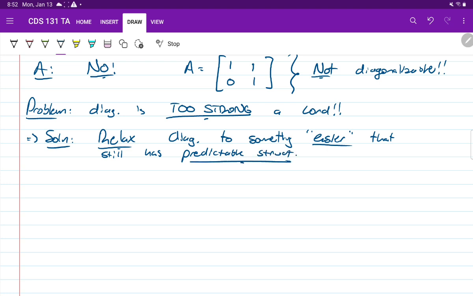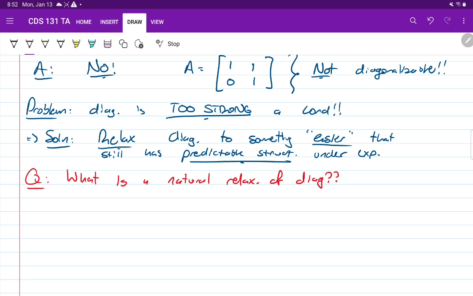Nice structure that we kind of know how to solve for in closed form under exponentiation, right? Either raising something to the power or taking its matrix exponential, okay? So what then would be a natural relaxation of diagonalizability? Well, let's start by talking about what a natural relaxation of just something being a diagonal matrix is, right? Then we'll find out an equivalent version of diagonalizability, right?